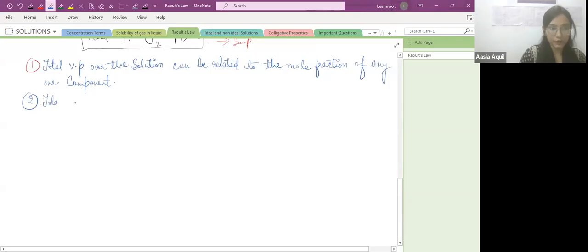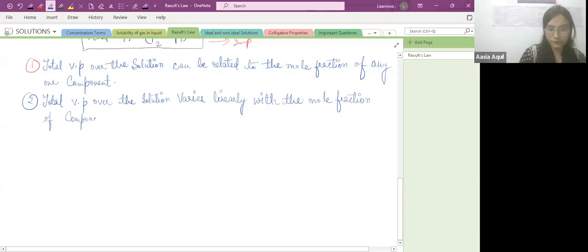Second one is that the total vapor pressure over the solution varies linearly with the mole fraction of component 2. It will be more clear with the graph.